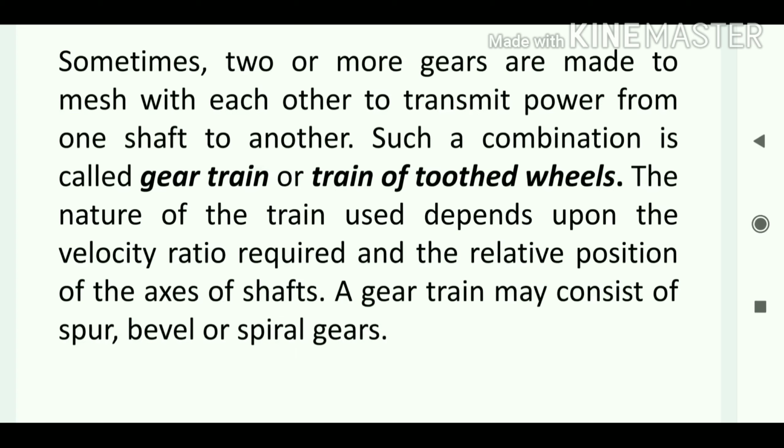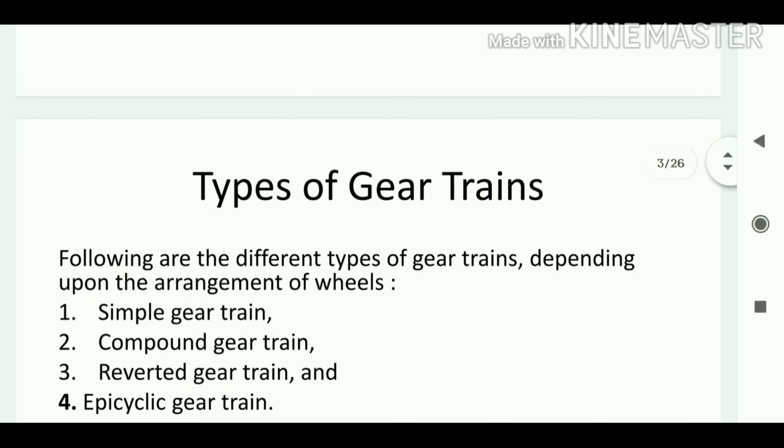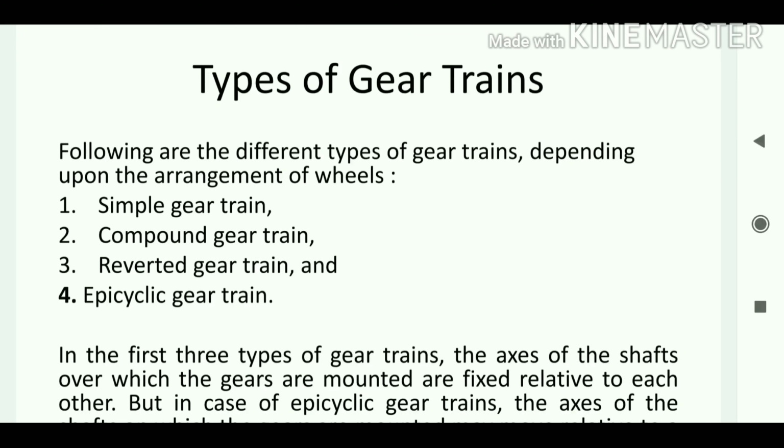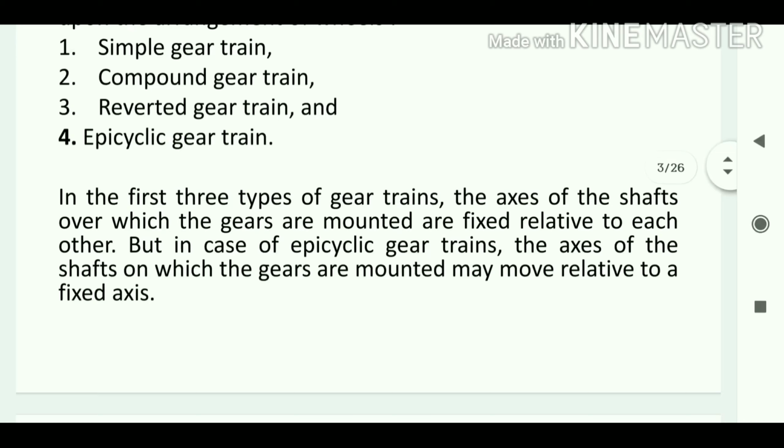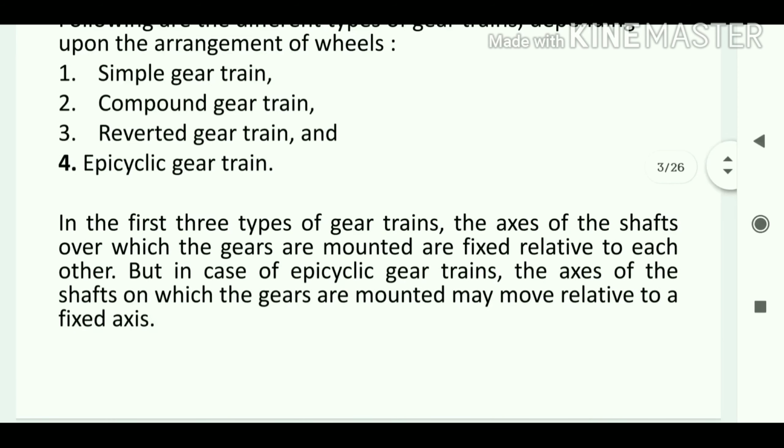Various types of gear trains are classified into four types: simple gear train, compound gear train, reverted gear train, and the fourth is epicyclic gear train. In the first three types of gear train, the axes of the shafts on which the gears are mounted are fixed relative to each other, whereas in the case of epicyclic gear trains, the axis of the shaft on which the gears are mounted may move relative to a fixed axis.